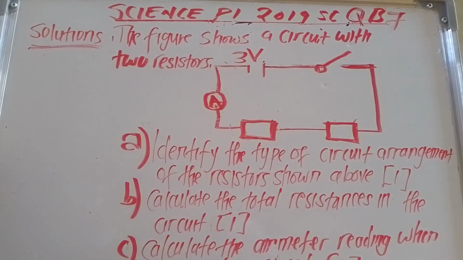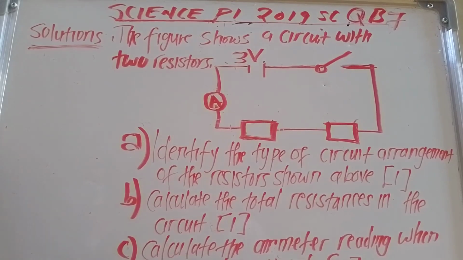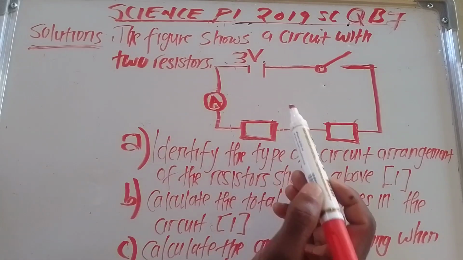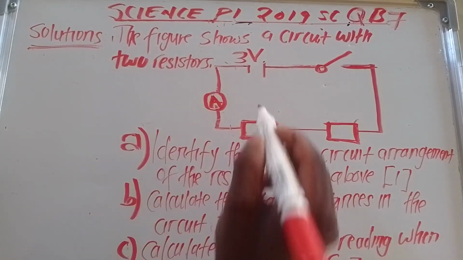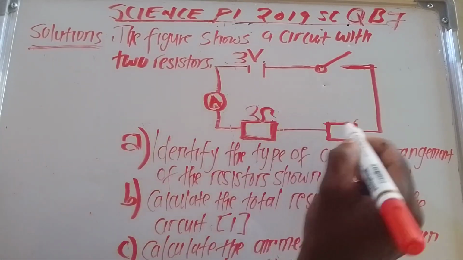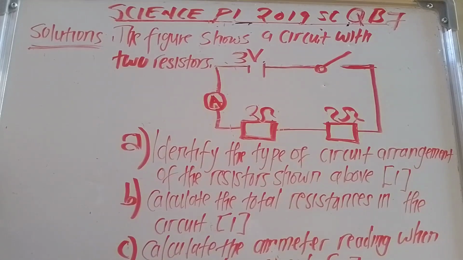Okay, so today we are talking about current, or electricity. Specifically, we are talking about current, resistance, and also voltage. So this is the question which you have been given. The question reads, the figure shows a circuit with two resistors. According to the question, here we have 2 ohms, and also here we have 2 ohms. So these are the two resistors which have been given.